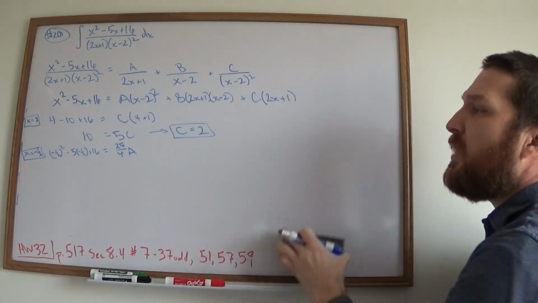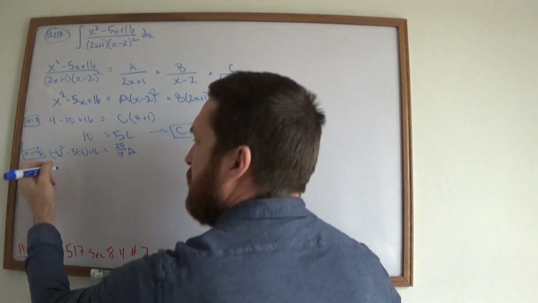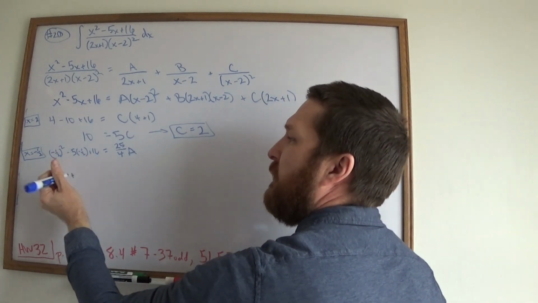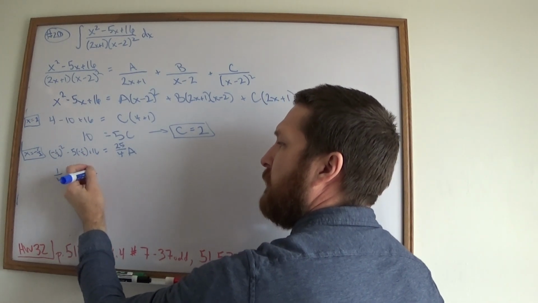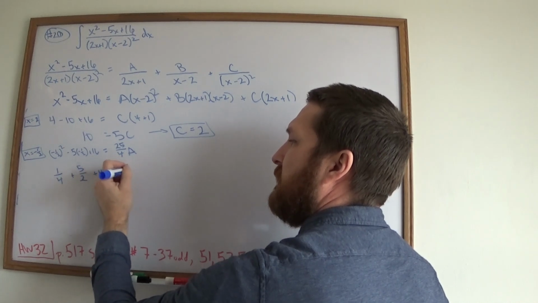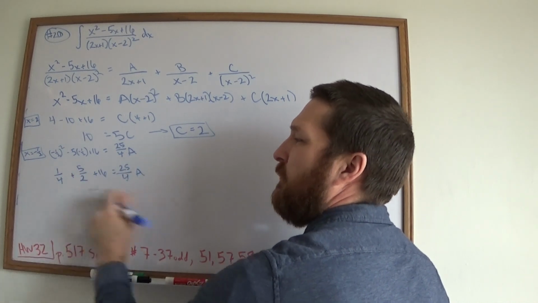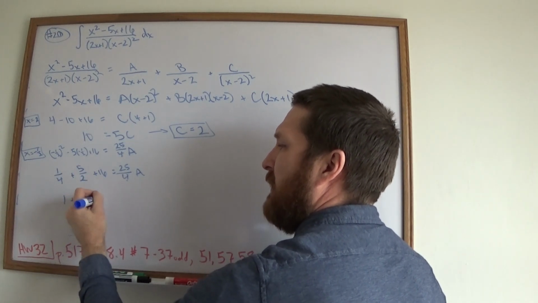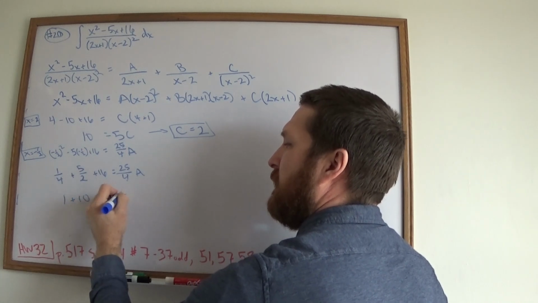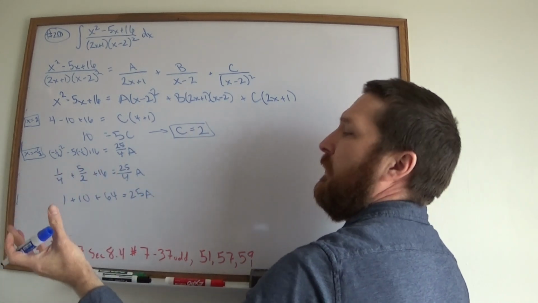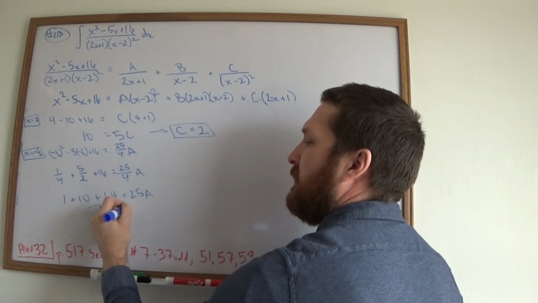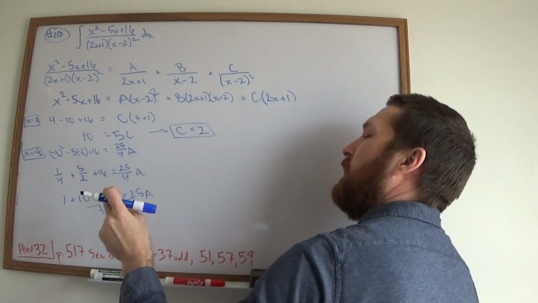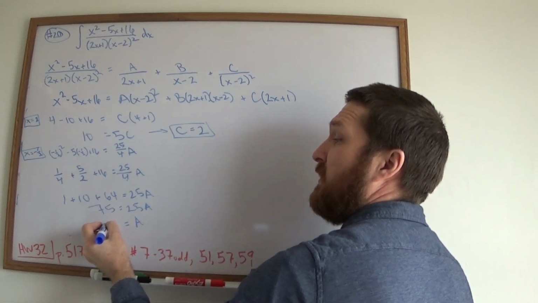Okay, cool. Now there's a bunch of ways we could do this. I chose to do it this way. We have a quarter plus 5/2 plus 16 equals 25 quarters A. I multiply both sides by 4 to give me 1 plus 10 plus 64, equals 25A. You can do it any way you want. This works out to 75 equals 25A, so A equals 75 over 25.